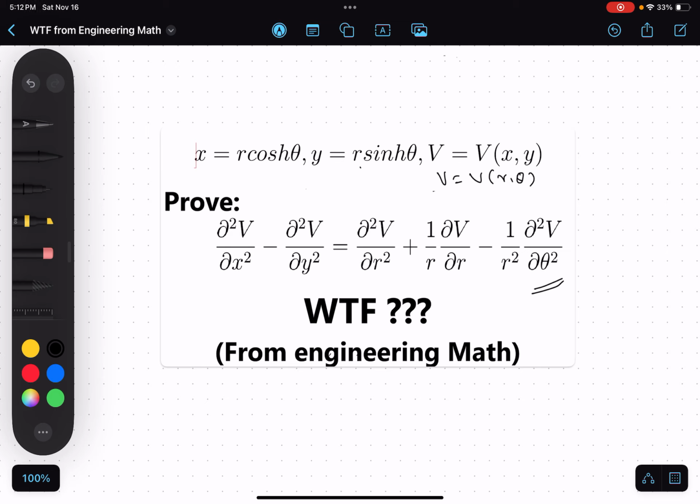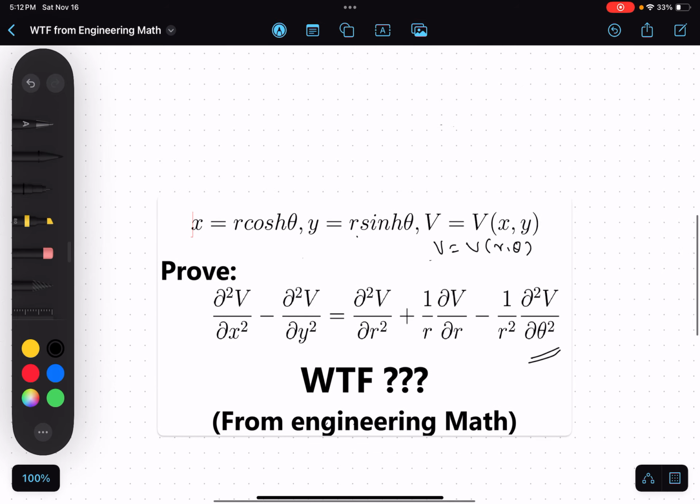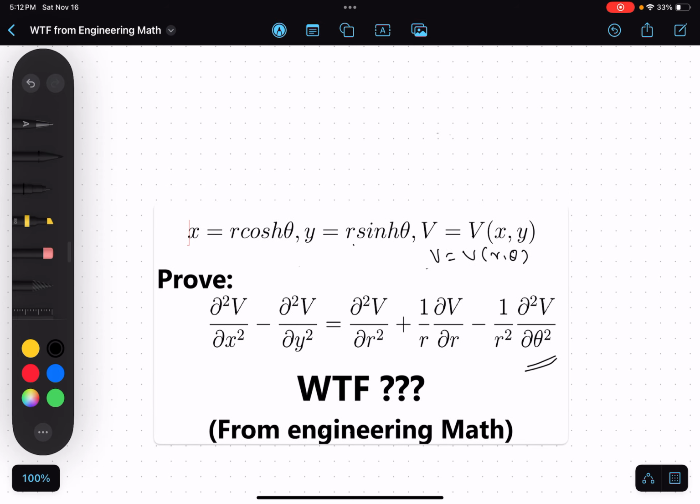So first of all, before we begin, let's just get used to the multivariable chain rule, right? Over here, you see that v is a function of x and y, and again, x and y are functions of r and theta. So let's say you want to see how v changes not with respect to x or y, but with respect to, let's say, r.